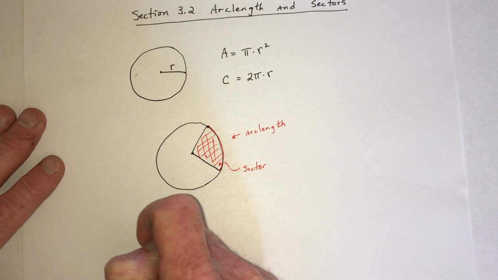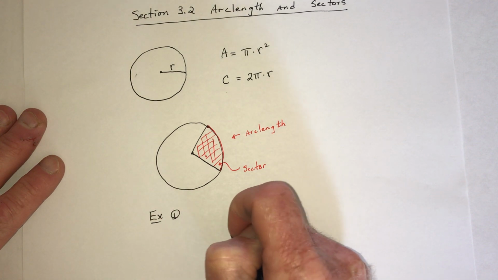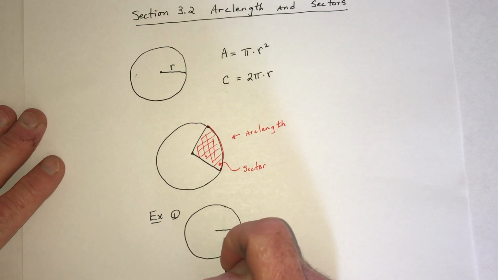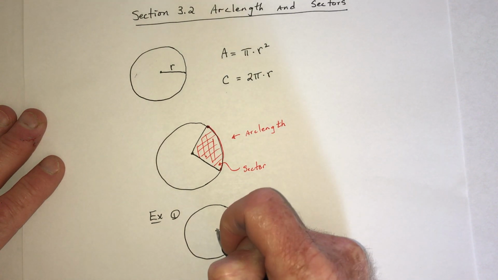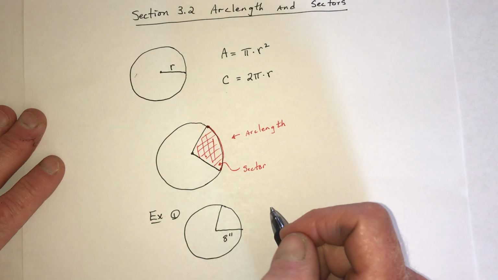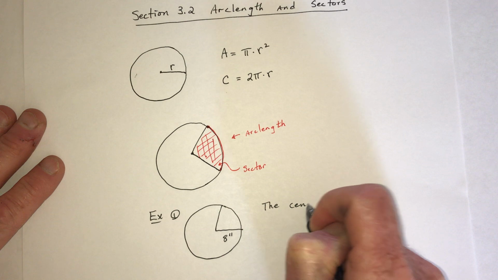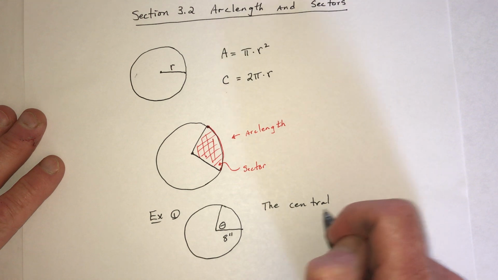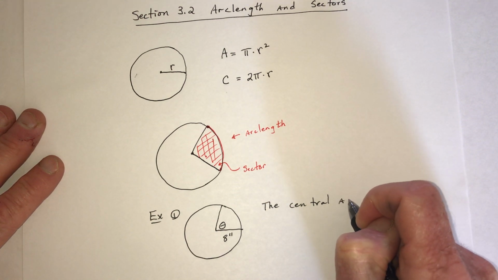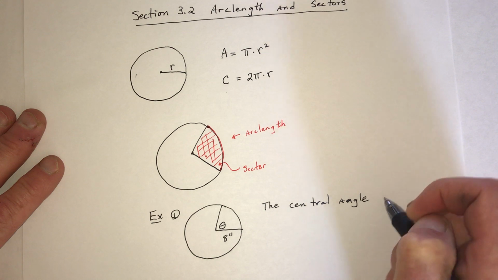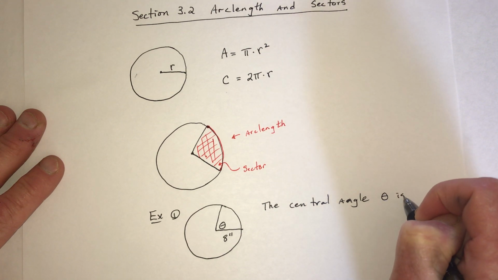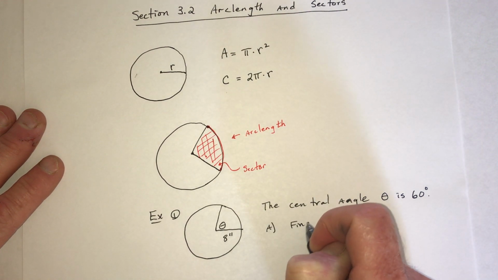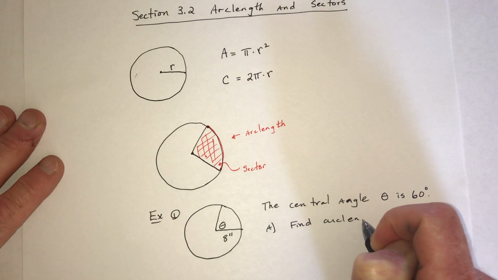So for example number 1, here's a circle. The radius is 8 inches. And then suppose that this angle right here is called the central angle, like the center angle. The central angle theta is 60 degrees. Part A, find the arc length.